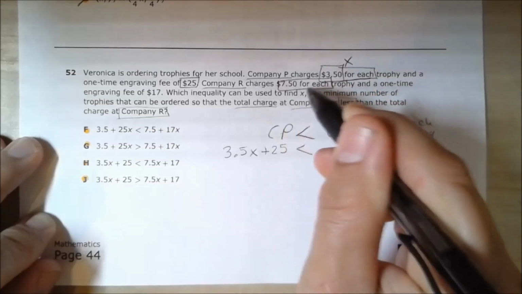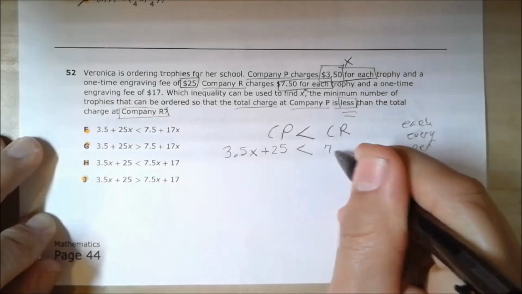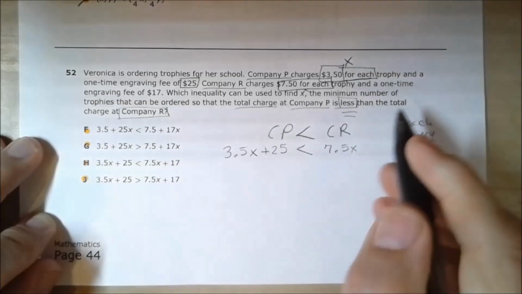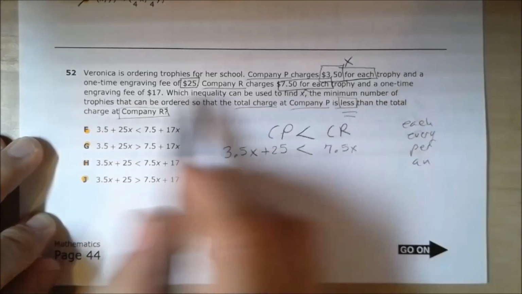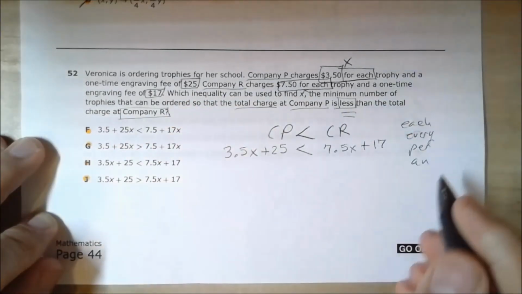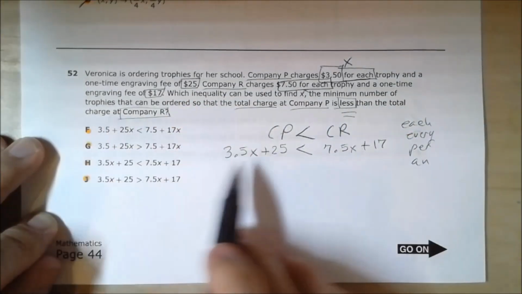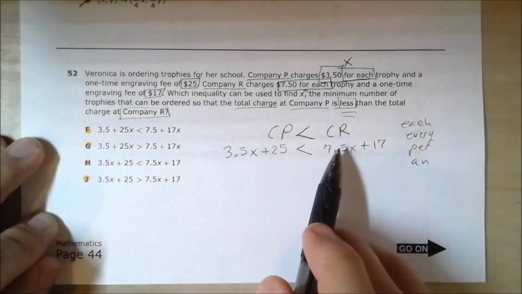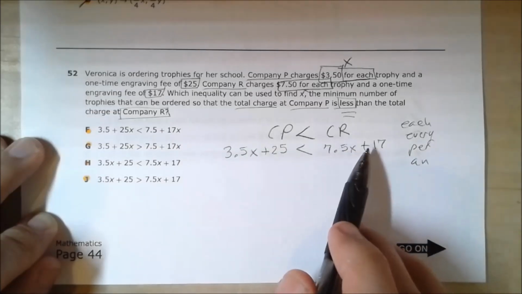That's going to get our variable. So we have 7.5x and a one-time engraving fee of $17. That's our y-intercept, plus 17. So which one of these equations looks like 3.5x plus 25 is less than 7.5x plus 17?